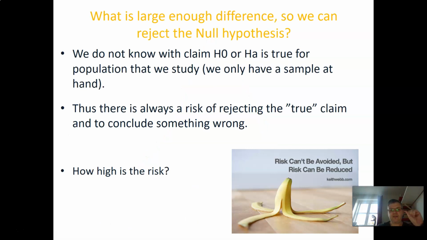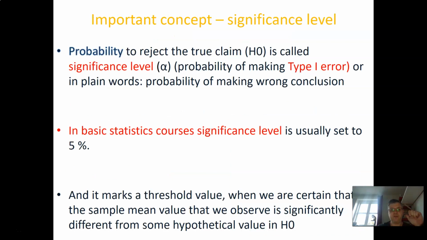And in this case, we need some threshold because we do not know which claim is correct, H0 or H alternative. There is a lot of uncertainty. So when we use this 2.5 z-statistic, we must be certain that we reject H0, the null hypothesis, on a correct basis. There is always a risk of rejecting a true claim, in this case a risk of rejecting the correct null hypothesis that the waiting time in line didn't actually increase.